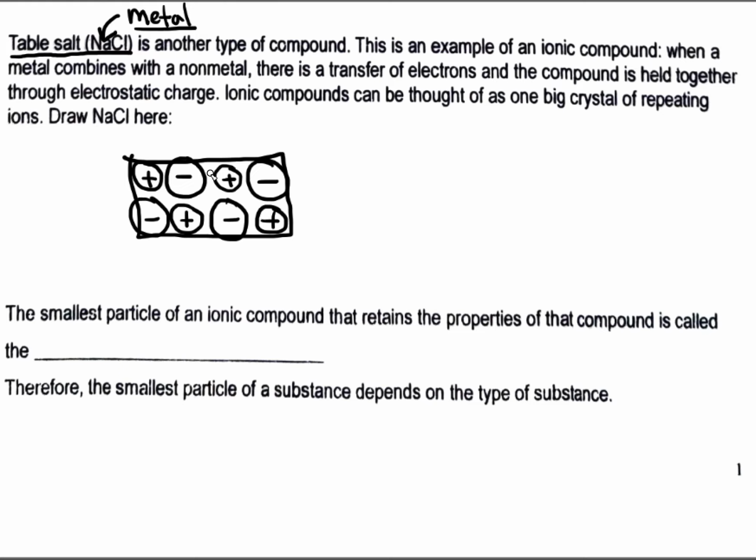And so we really don't have individual molecules of salt. What we have is this really big crystal structure of repeating ions. And so we can't use the term molecules for this. We use the term formula units. And so a formula unit would be the smallest particle of an ionic compound that retains the properties of that compound.